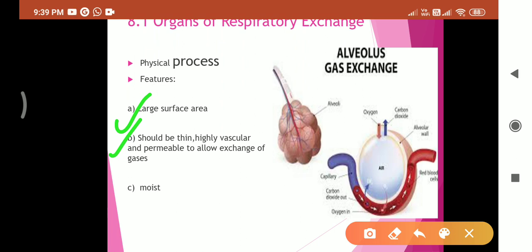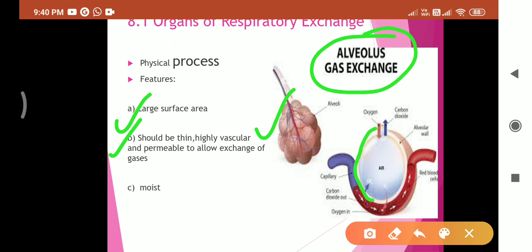And the next one is that it should be moist. The place where respiration takes place is very important, and all these things should be there. Here you can see the gas exchange. This place is the alveolus. In the next slide or later on we will study the full detail of the alveolus and how this gas exchange takes place.